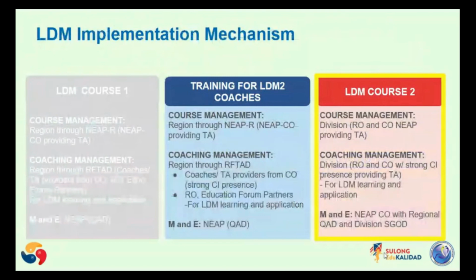For LDM implementation mechanism, especially on training for course management, for LDM2 coaches, and then for LDM course 2. Our concern here is on the part of the SDO, the coaching management, which is large at the division, RO and CO with strong CI presence in providing TA. Then for LDM learning and application.